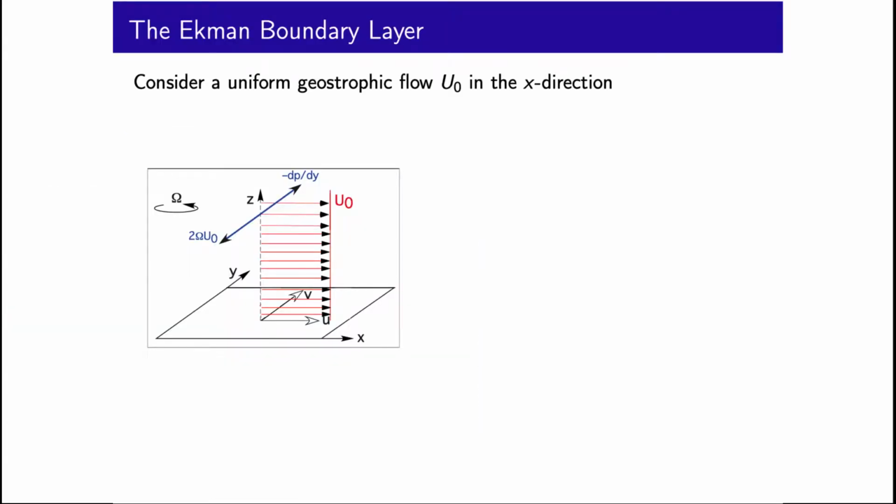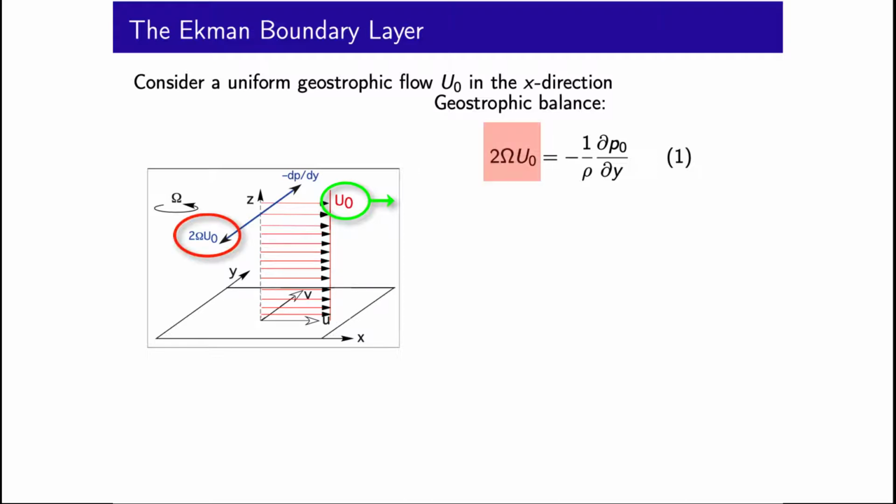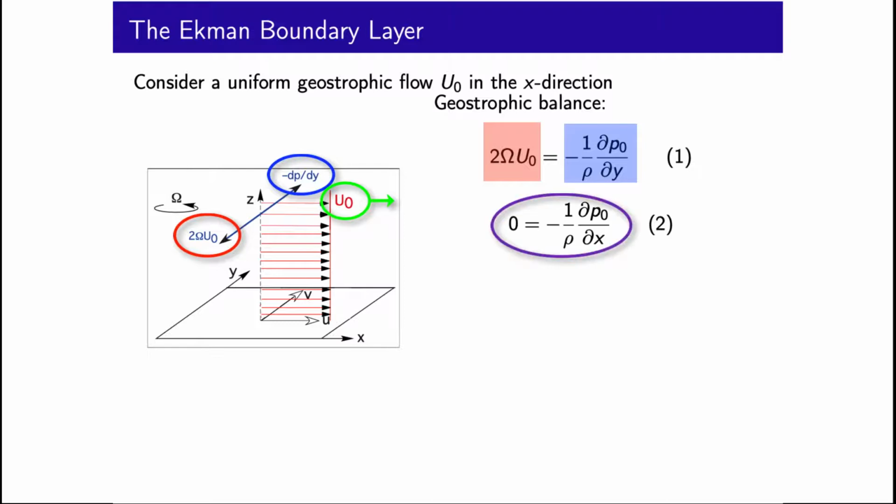We will start by picturing a uniform geostrophic flow of velocity u0 in the x direction. It is in geostrophic balance, so the Coriolis acceleration arising from its flow, 2 omega u0, is balanced by the pressure gradient in the y direction, perpendicular to the flow. The geostrophic equations that describe the force balances are 2 omega u0 is equal to negative 1 on rho dp by dy, and given that the flow in the y direction is 0, geostrophy requires that the pressure gradient in the x direction is 0.